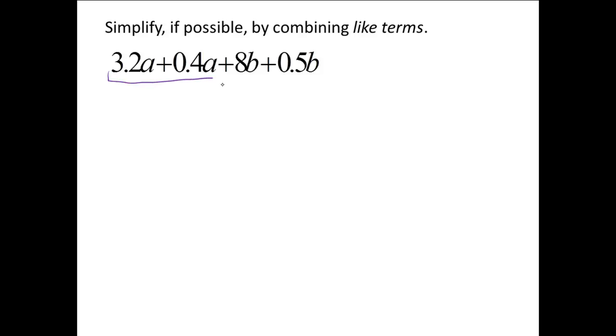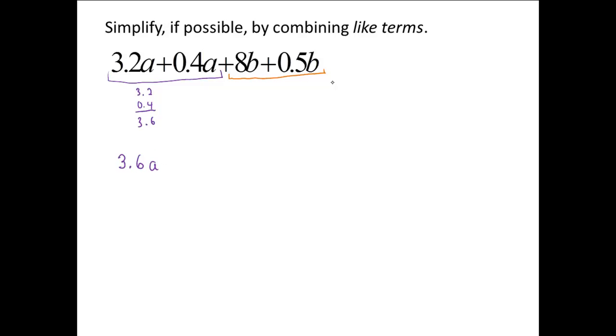3.2a plus 0.4a plus 8b plus 0.5b. These two terms are like terms. They are like each other because they have the same variable, a, each raised to the same power, the implied power of 1. So our computation is on their coefficients. 3.2 plus 0.4 gives us 3.6. So 3.2a plus 0.4a gives us 3.6a. Like terms added or subtracted together produce a like term.